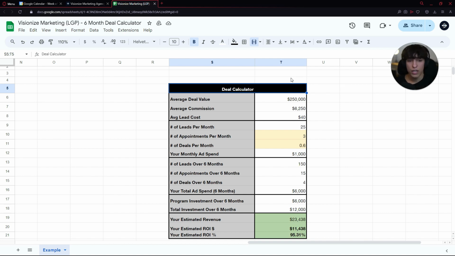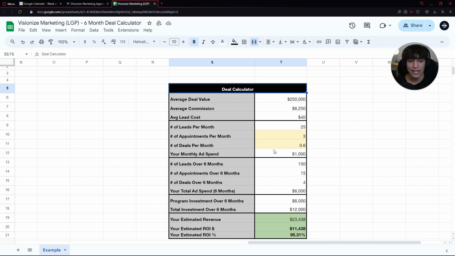So as you can see right here, I have an example pulled up where the average house price is $250,000, which is an average commission of $6,000. Now right here, as you can see, the average lead cost is very high. So if this is a marketing agency, they're not doing too great. With that, it's going to be an average of 25 leads per month, 3 appointments, and 0.6 deals a month. And that's all at a $1,000 monthly ad spend.